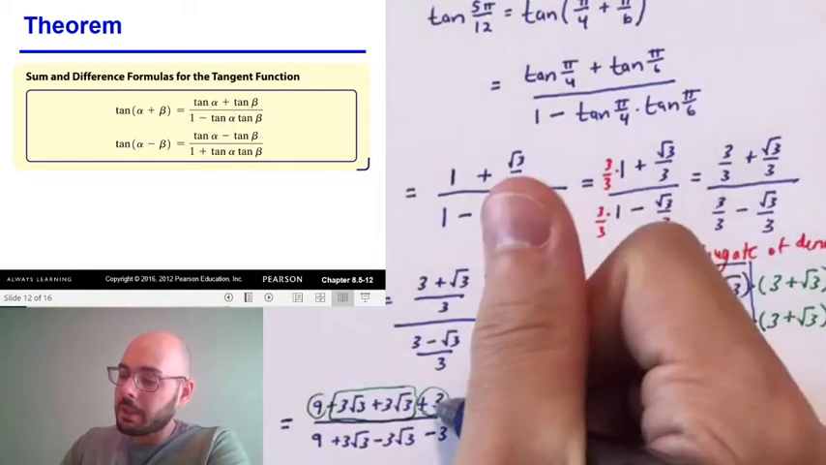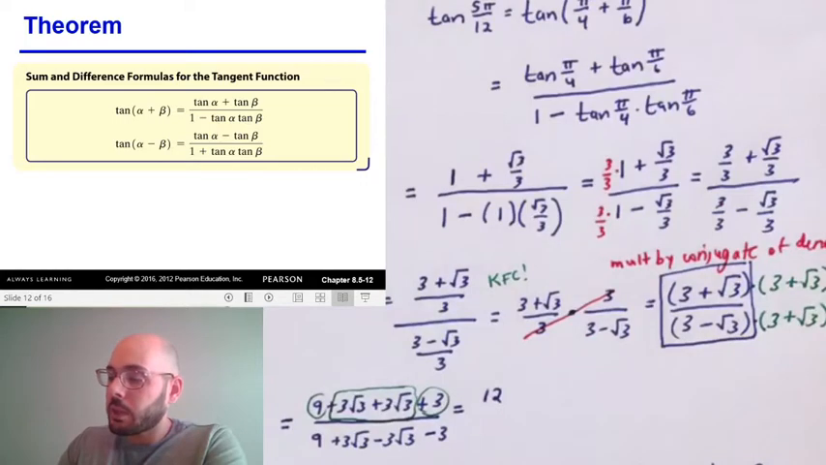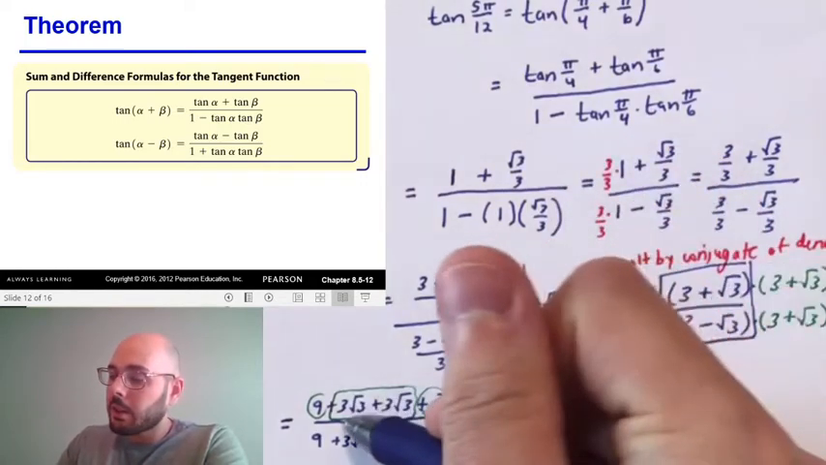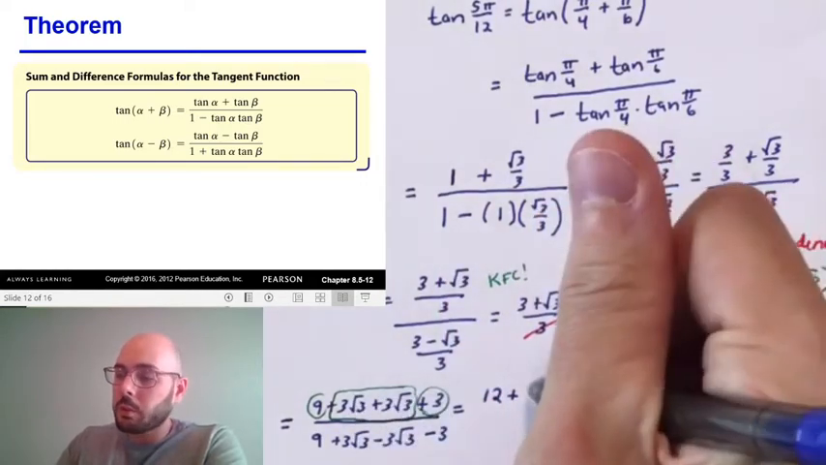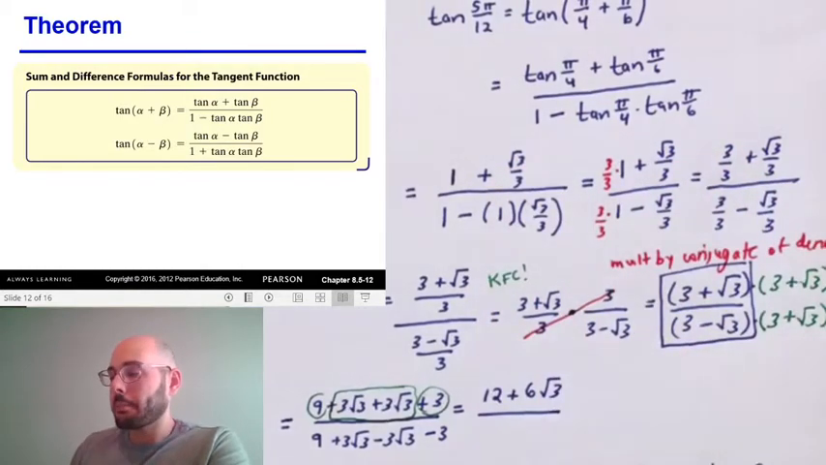That's going to end up being a 12 when I combine 9 and 3, and then plus 3 square root 3 plus 3 square root 3 is 6 square root 3. So that's what I have on the top.